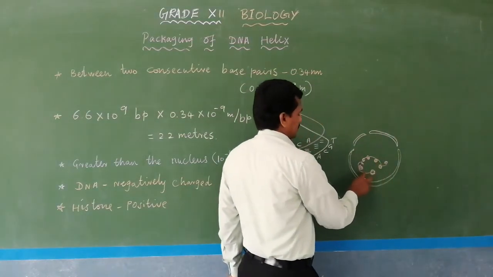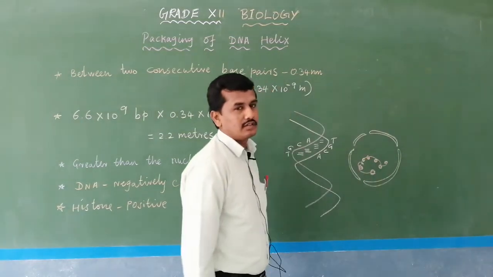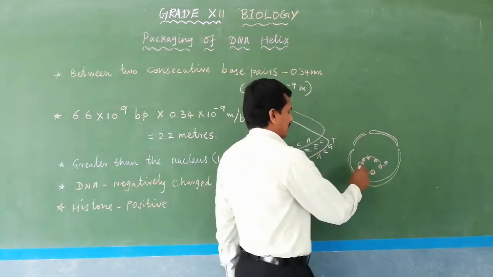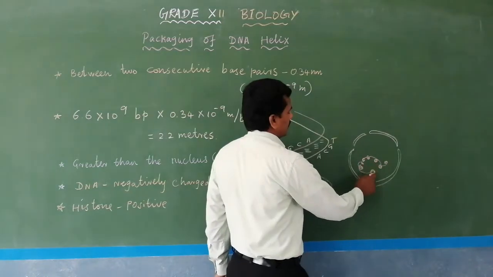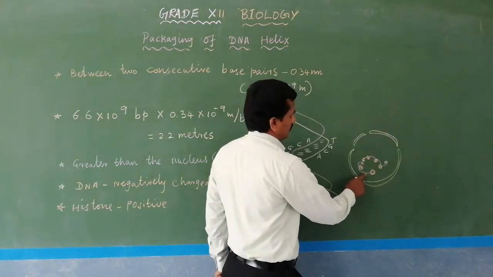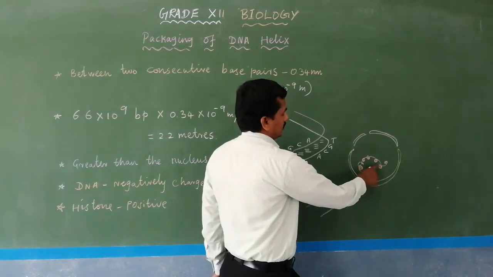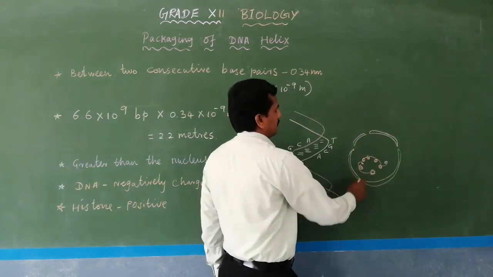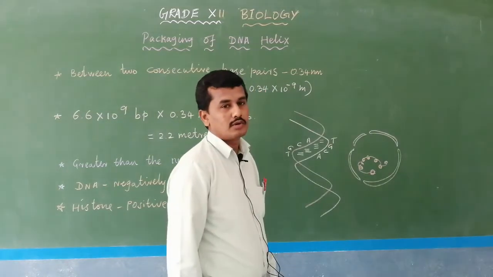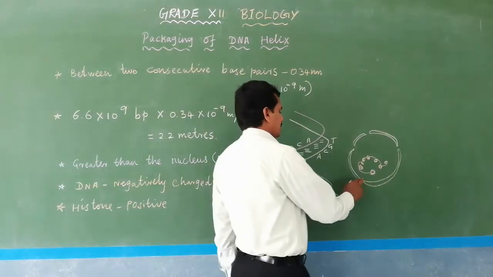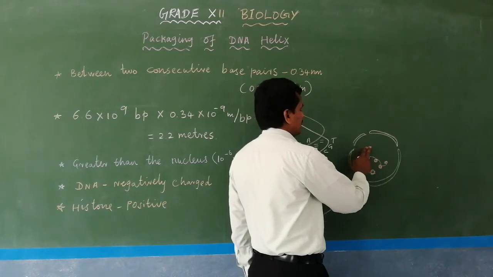the rose color here is DNA. Normally DNA is colorless. For ease of understanding we draw it in color. So the rose color is actually DNA. This is the bead-like structure, made up of protein, that is histone protein. DNA is actually present inside the nucleus.